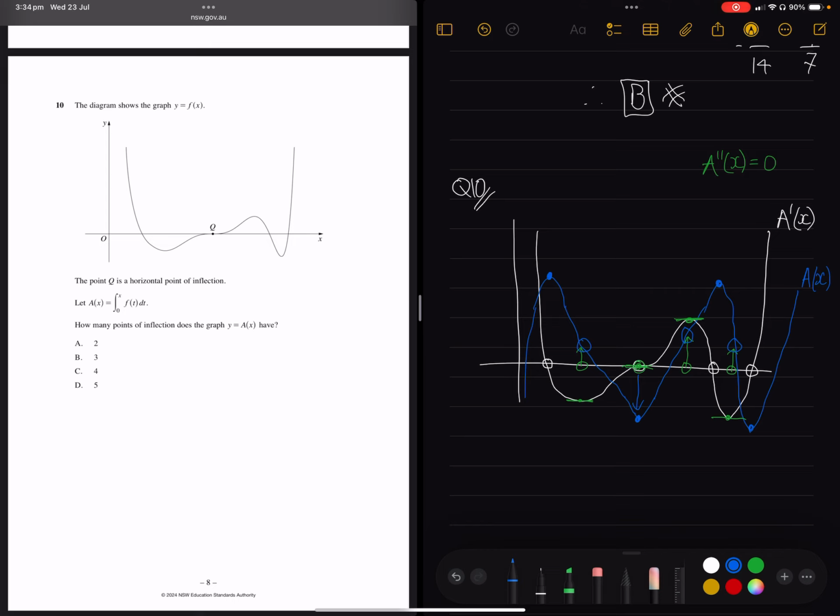So when we're looking at how many points of inflection the integral function, the A of x function, should have, it should have 3. So we should have 3 inflections. So the answer will be B. And this is the correct answer. It does have 3 inflections. So this was question 6 through 10 of the 2024 Advanced Maths paper.